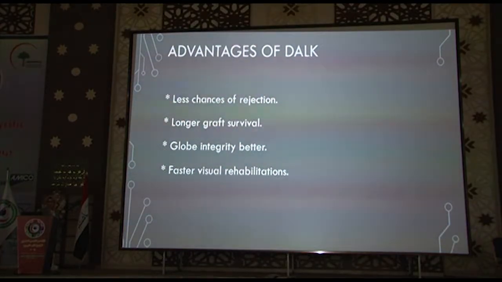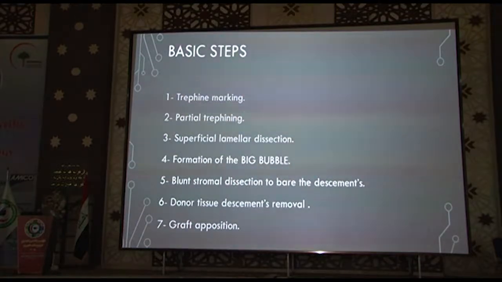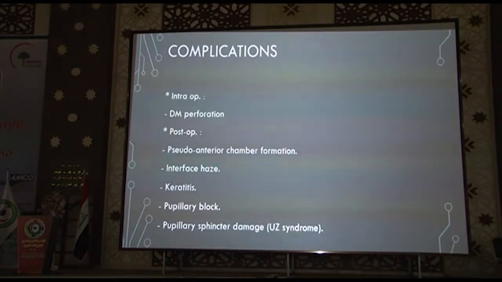faster visual rehabilitation. The basic steps: partial marking, partial trephination, superficial lamellar dissection, formation of the big bubble, which is the main step here, blunt stromal dissection to the bare Descemet, donor tissue Descemet removal, then graft apposition. Complications: the main complication during surgery is Descemet membrane perforation, and that means the end of the surgery. Post-operative: pseudo-anterior chamber formation, interface haze, keratitis, pupil block, and pupil sphincter damage.